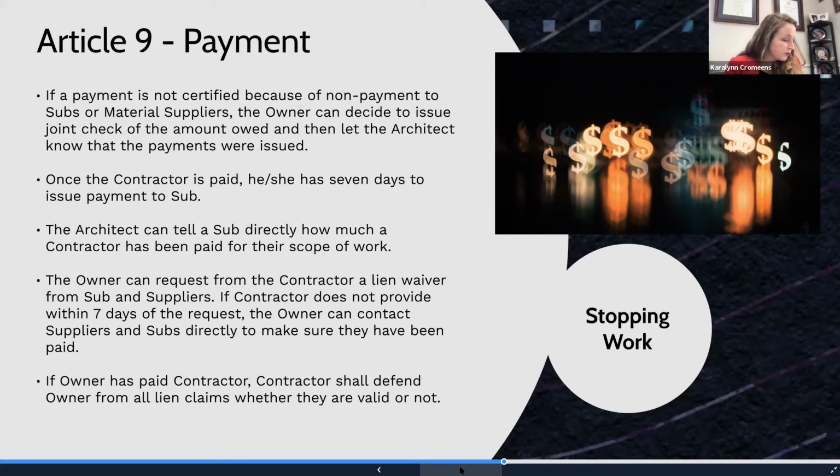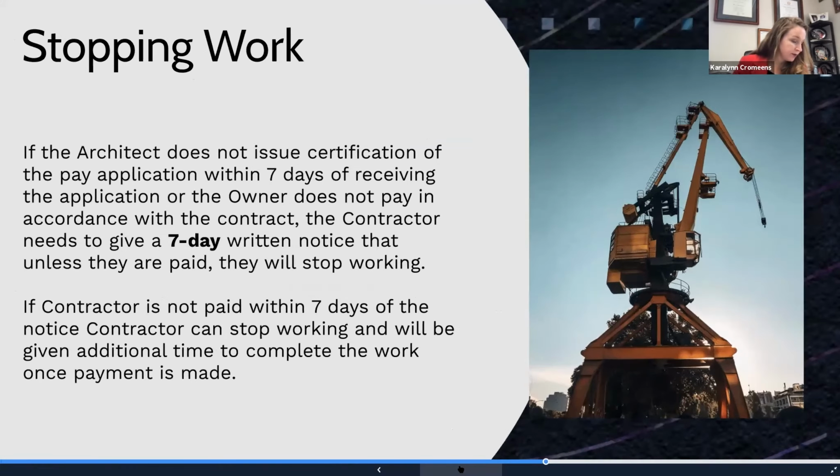Some other things that I thought were interesting is that an owner can request lien waivers from subs and suppliers. And if the contractor doesn't provide them within 7 days, the owner can contact the subs and suppliers directly to get those. Another interesting thing is that if a sub calls the architect or owner and asks if their scope of work has been paid, that information can be revealed. So those are all things that are legal under this agreement.